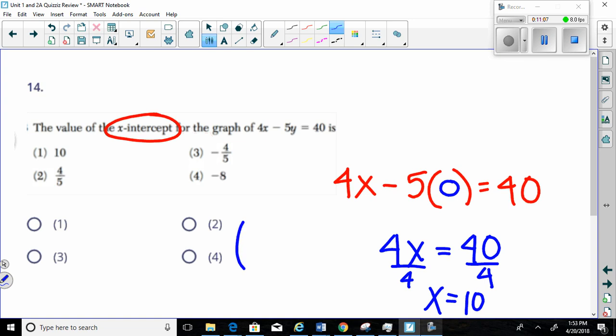How would I write this as a point though? Blank, comma, blank. Blank, comma, 0.